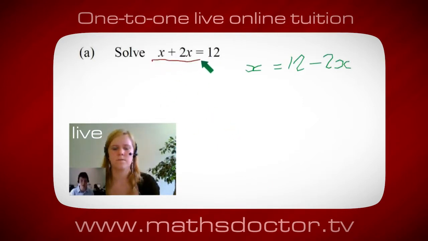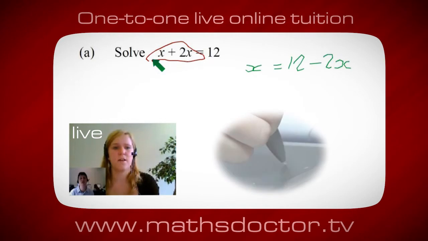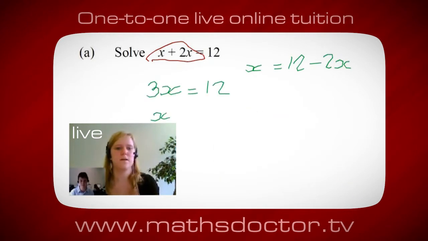Can you see anything we can do with this? Get all these together in one place. Oh, okay, it's 3x, isn't it? Yeah, absolutely. 3x equals 12. Oh, and so x equals 4. Brilliant, spot on, well done.